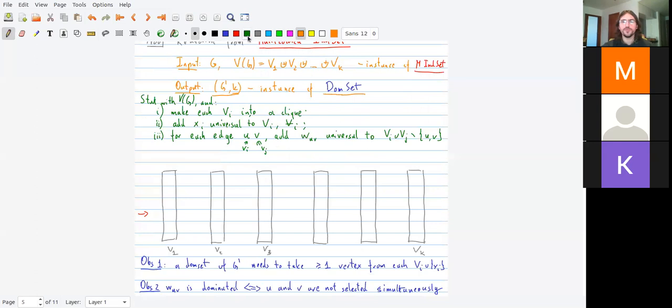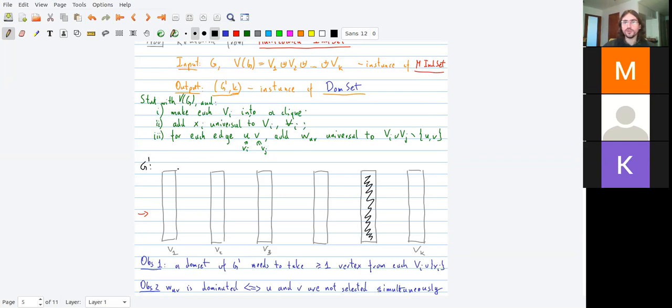Let me start with the vertex set of G. I put all the vertices of G in here, so they are partitioned into k parts. And what do I do? First of all, each part is turned into a clique. Maybe I will draw it like that to signify that it is a clique. Each of the parts is actually made into a clique.